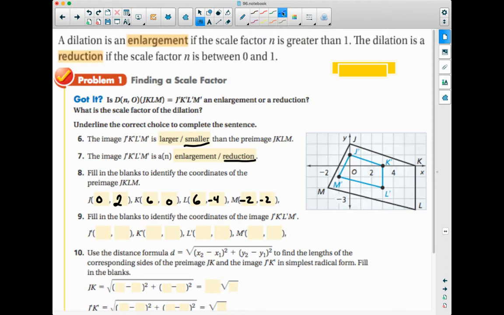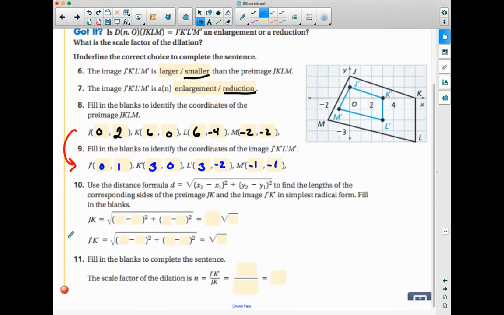And now let's look at the points of the prime. J prime has the point 0, 1. K prime is going to be 3, 0. L prime is going to be 3, negative 2. And M prime is negative 1, negative 1. All right. Do you notice anything about these points from here to here? Keep that in mind.